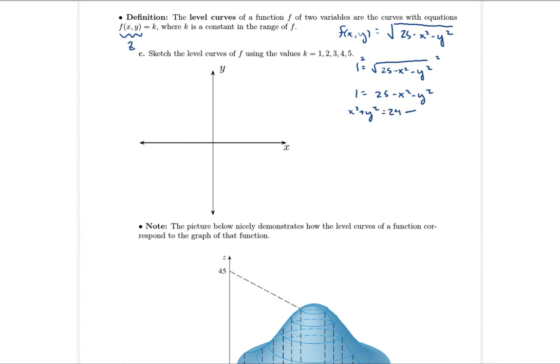So of course, what is this? This is the circle with the radius equals the square root of 24, which is approximately 4.9. Okay. All right, so that's k equals 1. K equals 2, same thing. Set 2 equal to the z value.